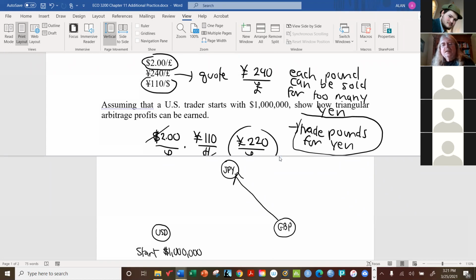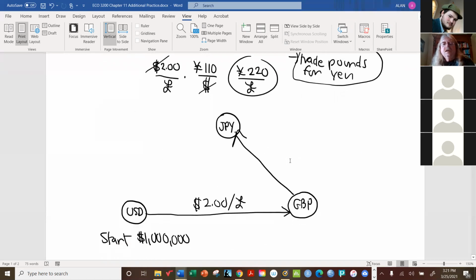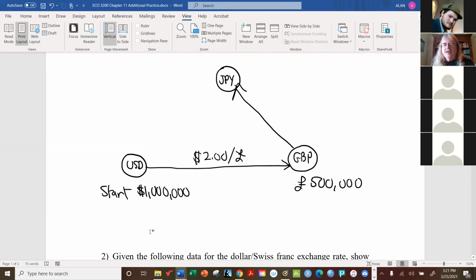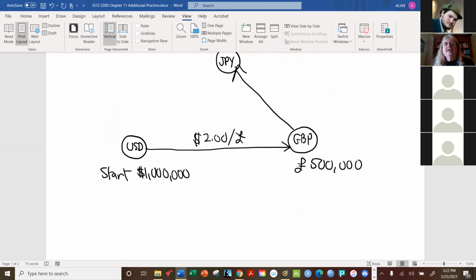Now, that being the case, you must therefore get to the pounds with your dollars. You can only obtain pounds with your dollars by trading them along this path, where you have to pay $2 per pound. So therefore, when you get to the pound, you're going to have 500,000 of them. And by the way, just be aware that in some of these cases you have to multiply, and in some cases you have to divide.